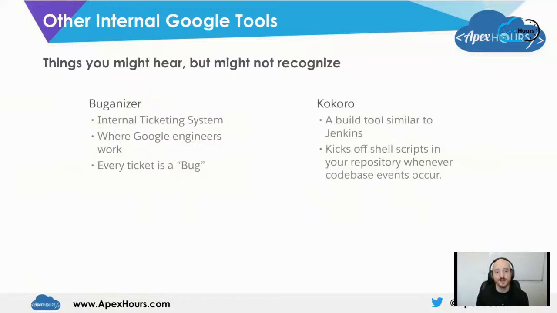Kokoro is a build tool that's very similar to Jenkins or GitHub Actions in the sense that it will kick off shell scripts that live within your repository whenever code repository events occur. So this could be something like a change is proposed or a change has been merged. When those two events happen, we have the ability to kick off some scripts that will perform some actions for us and help facilitate our workflow. Okay, cool.